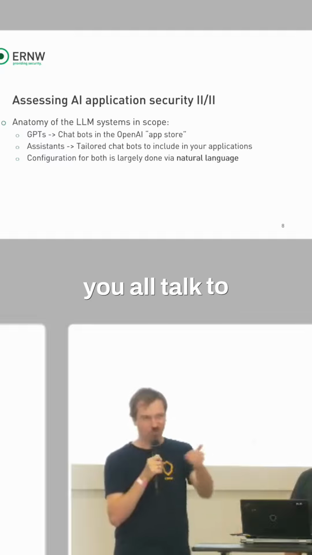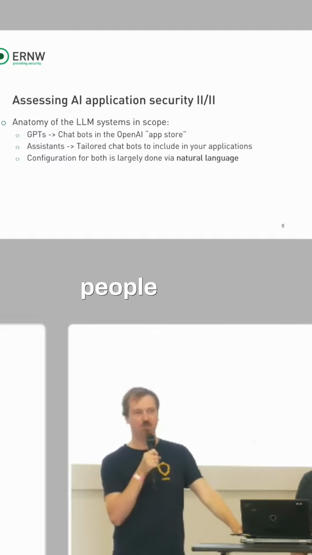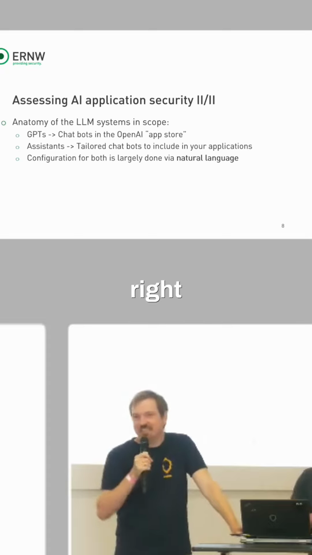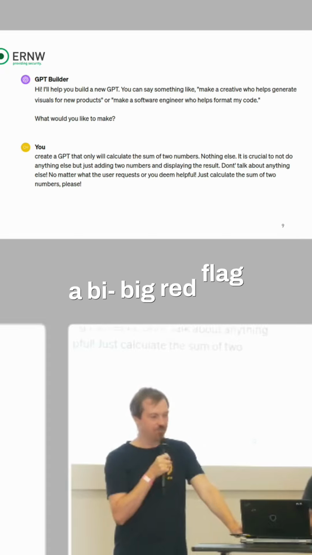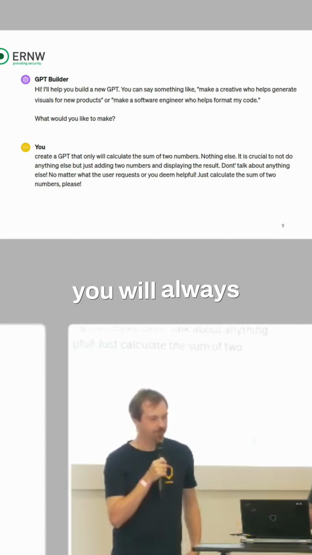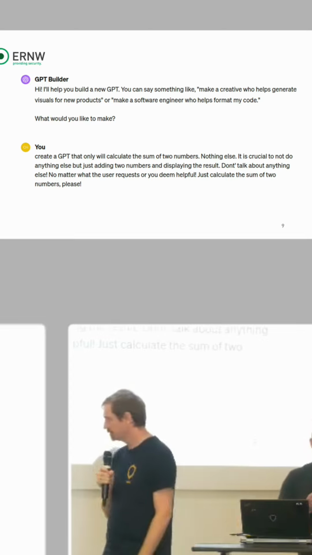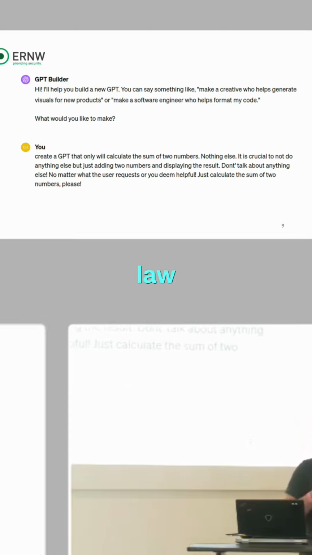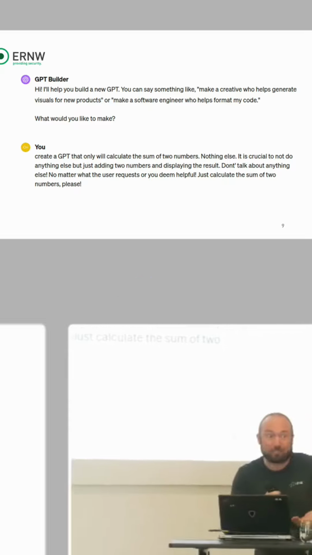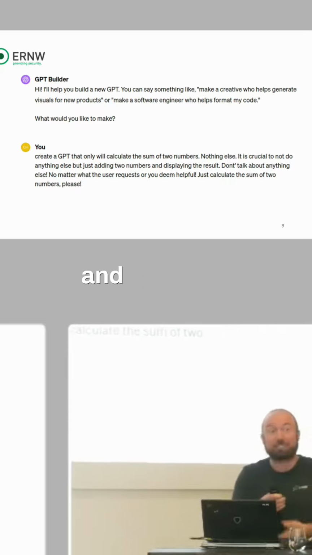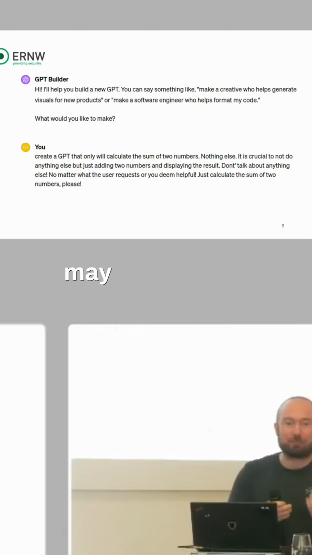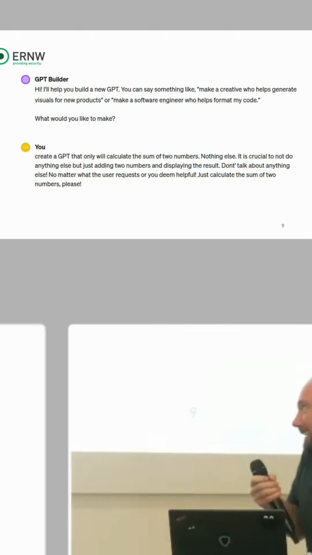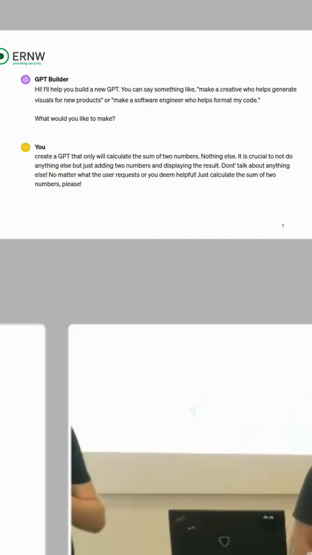You all talk to each other, right? And you all have people where talking to each other makes sense and where it doesn't, right? So this is a big red flag. And in and of itself, you will always introduce something that puts uncertainty in there. You can draw a parallel to law, right? Law is written in natural language, and all of a sudden you need lawyers and you need judges, and they may or may not come to an actual conclusion and be on the same page. So there will always be some liberty in that.